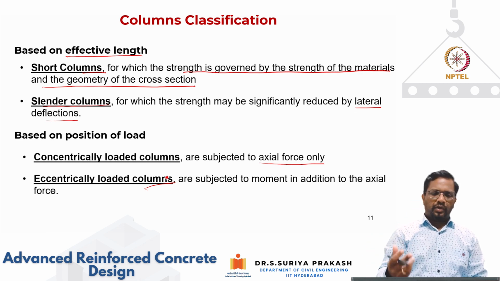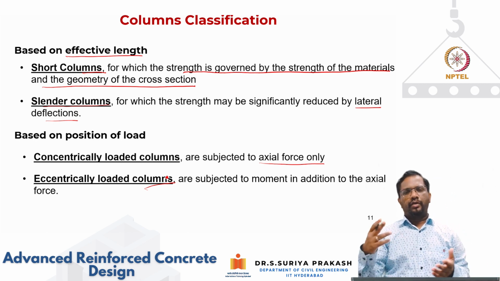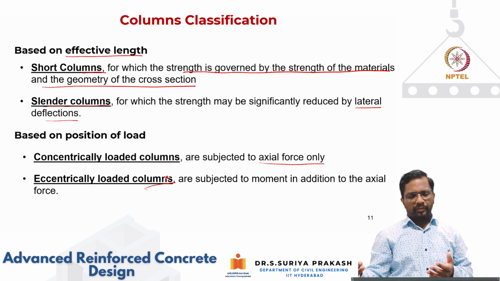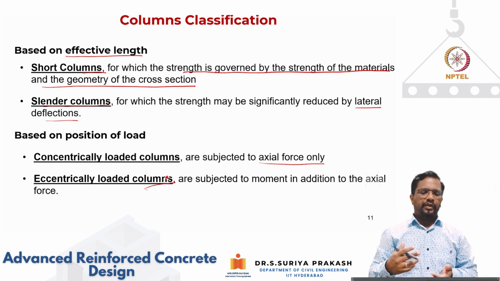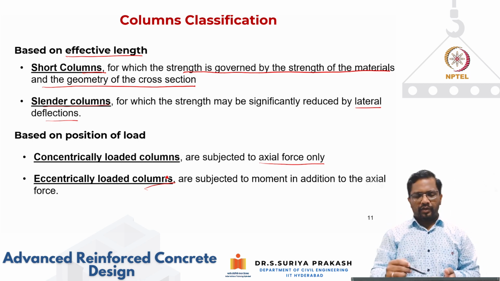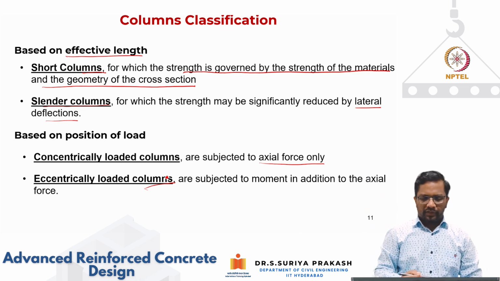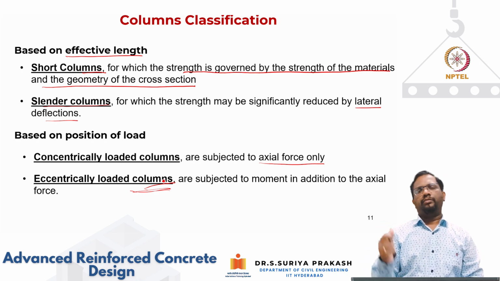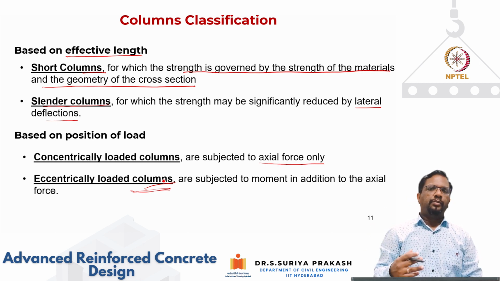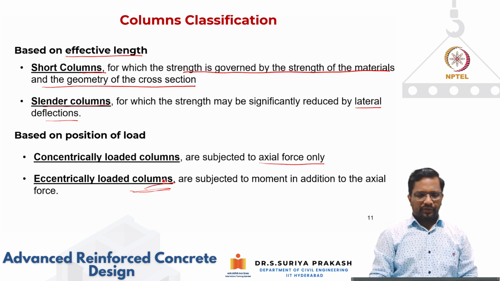So we can classify based on the arrangement of the reinforcement as a tied column, a spiral column, or a composite column, or based on the length, basically the effective length, as a short column or a slender column. And then we can also classify depending upon how the loads are transferred to the column, either as a concentrically loaded column or an eccentrically loaded column. Eccentrically loaded columns are more common because you will always have some eccentricity. In fact, the code also mandates that design engineers consider some minimum eccentricity in the design of columns.